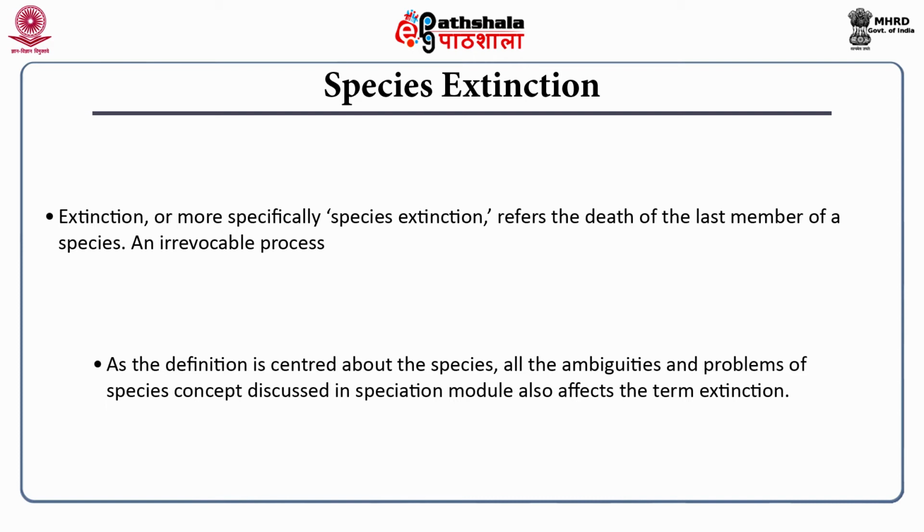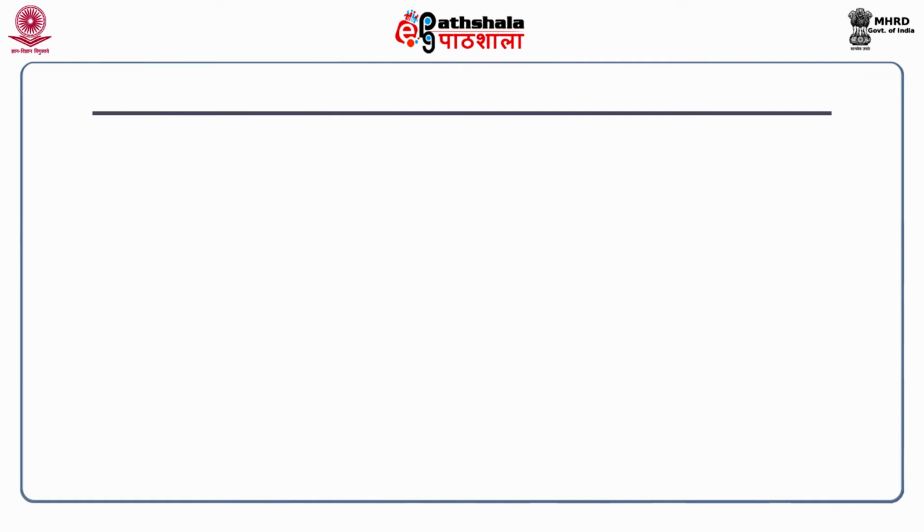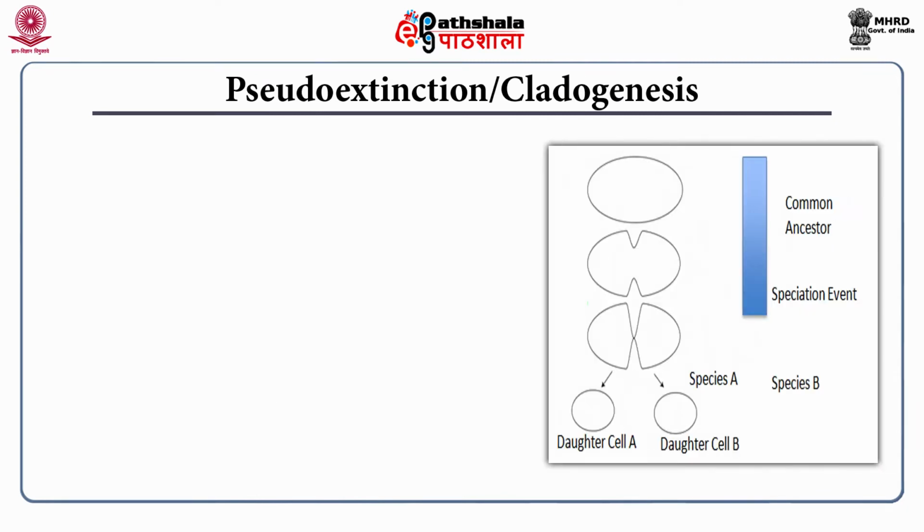As the definition is centered on the species, and of course, the species definition, as we will see in the module on speciation, is very tricky and very subjective, the interpretation of what constitutes a species. So, all the logical as well as philosophical problems associated with the concept of species are applicable to species extinction as well. Species extinction can be contrasted with yet another phenomenon called pseudo extinction.